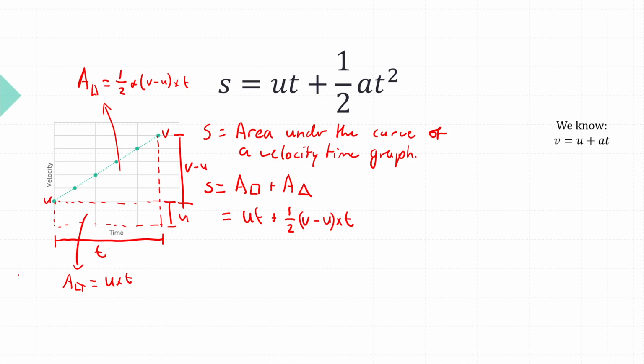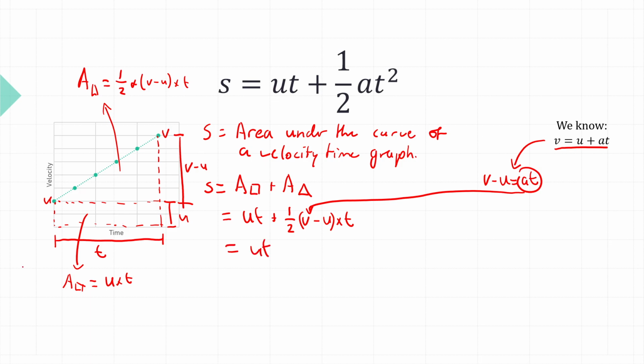The way that we can get acceleration into this equation is using our first kinematic equation. So if I were to solve and get v minus u on one side, in other words, I can write here v minus u is equal to at by simply moving u to the left-hand side. I can substitute at here into my equation, into the part of the equation which has v minus u.